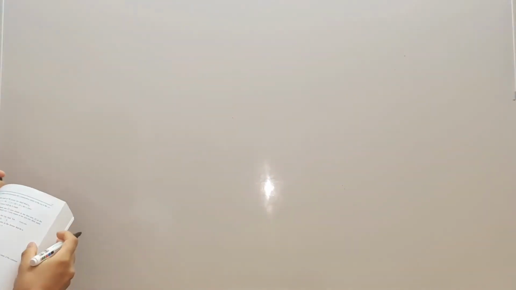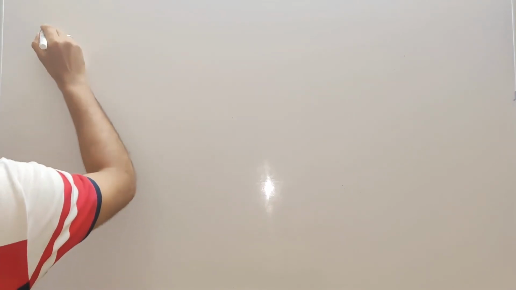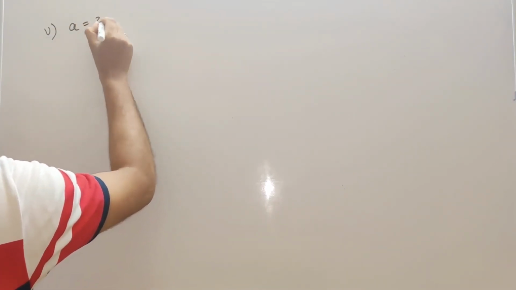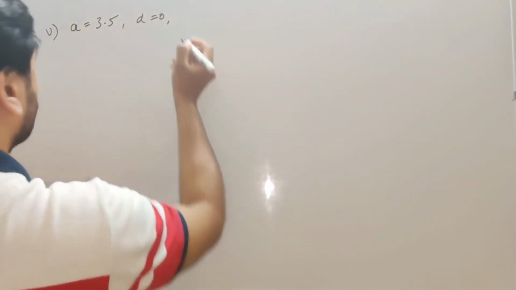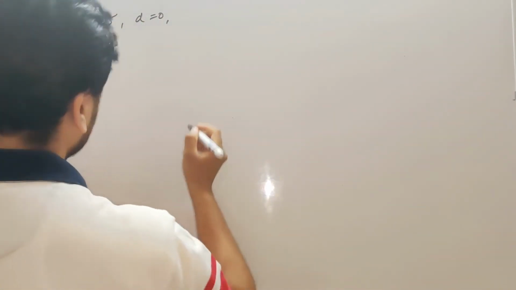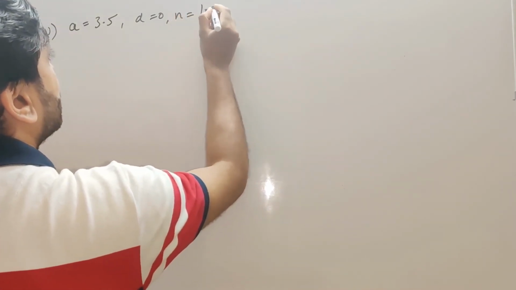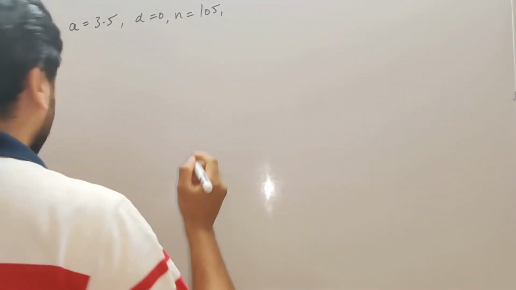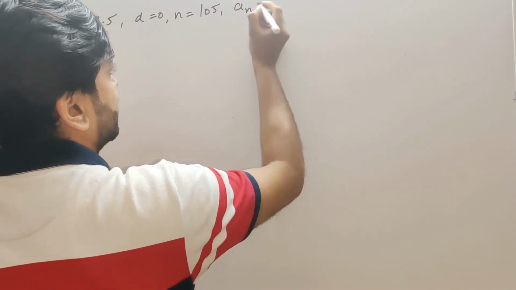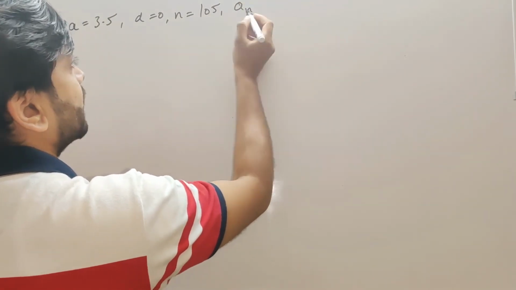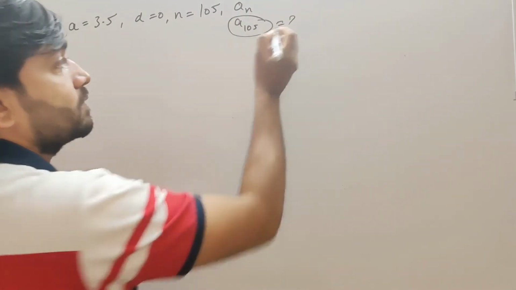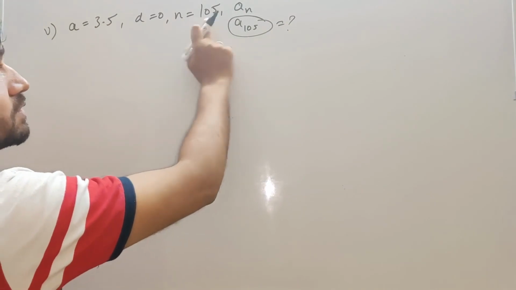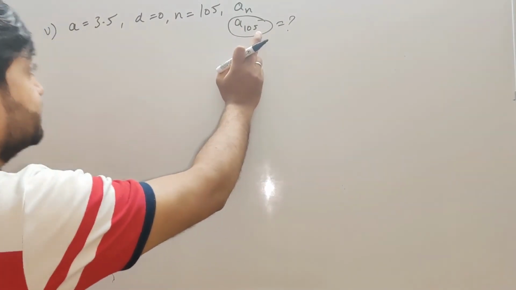Now the fifth part. The a value is given as 3.5. The common difference value is given as 0. The n value is 105, and they are asking an. In other words, since the n value is given as 105, they are asking the a105 value.